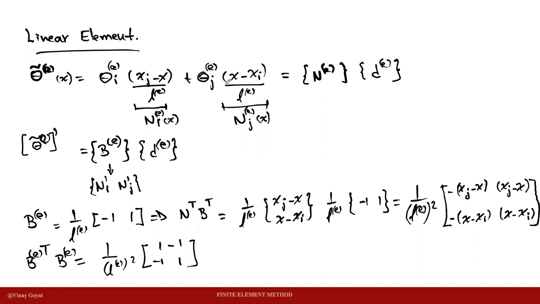All right, so now we have a third term to look at. In the third one, you will have N^e transpose multiplied by N^e. So let's do it. So 1 over Le times xj minus x, x minus xi. This is N transpose. Now, this is N.